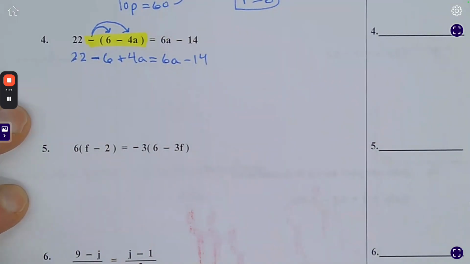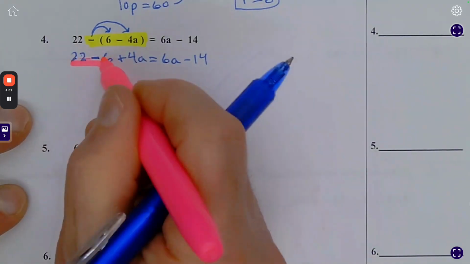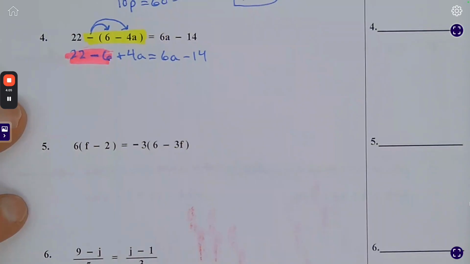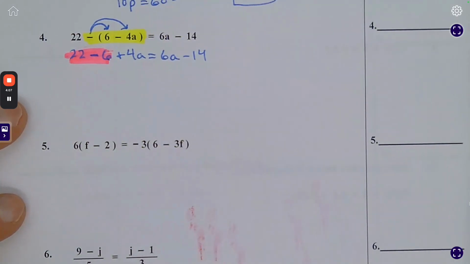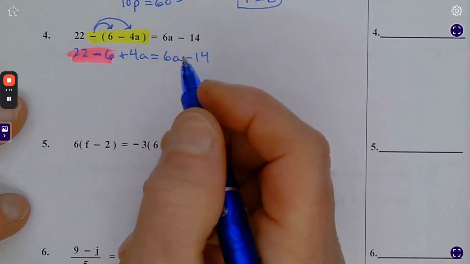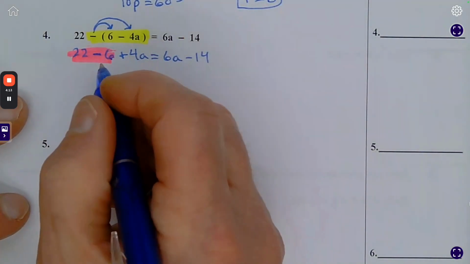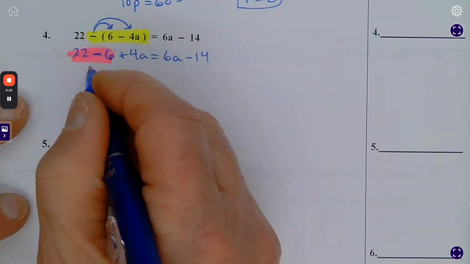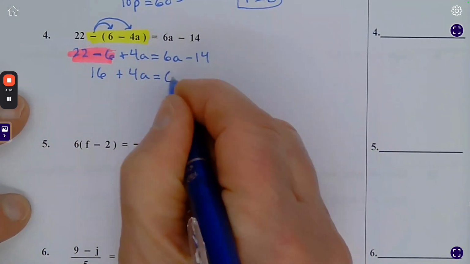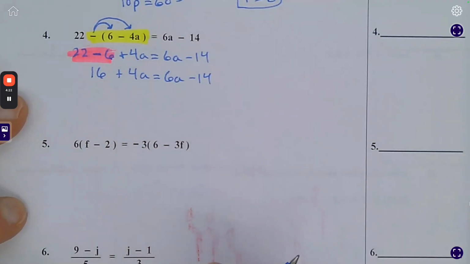Okay, let's take a look at that. Looks like I have like terms. Those terms are like, and they're on the same side of the equal symbol. So I'm going to combine them. 22 minus 6 is, I think that's 14, maybe 16. I'm going to say 16. Plus 4a equals 6a minus 14.